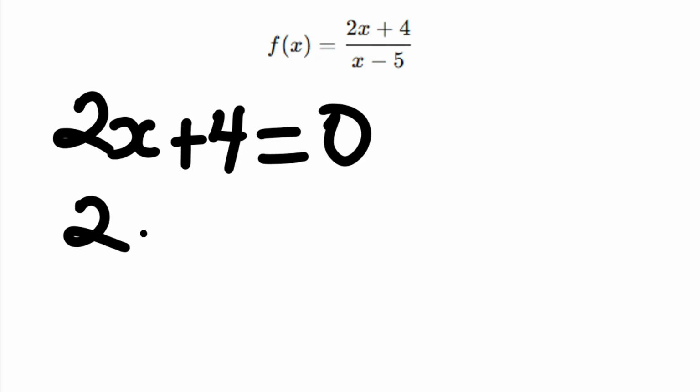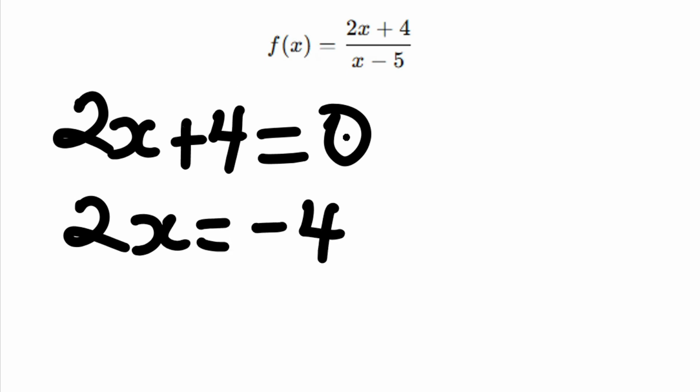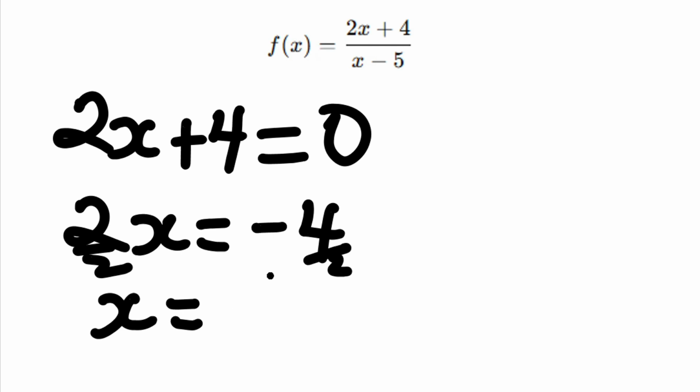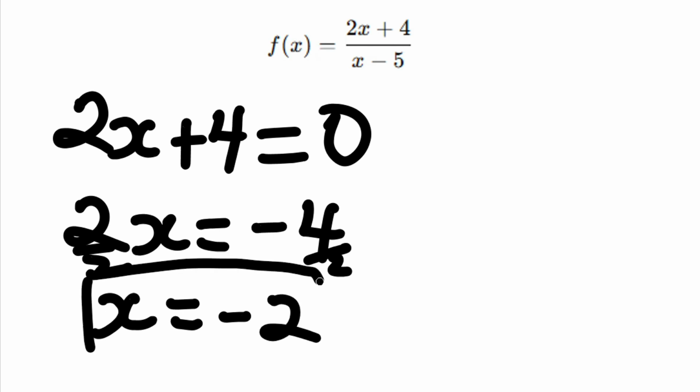So we have 2x equals negative 4, because the positive 4 goes to this side. Then divide both sides by 2. We have 2x over 2, and negative 4 over 2 is going to be negative 2. So x equals negative 2 is the final answer. The zero for this particular function is this one.